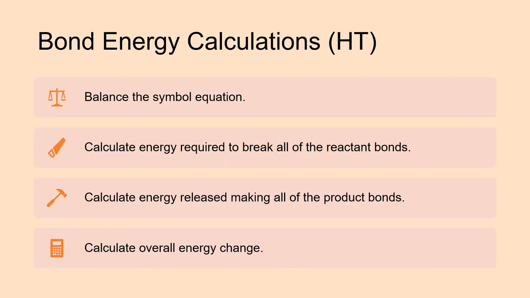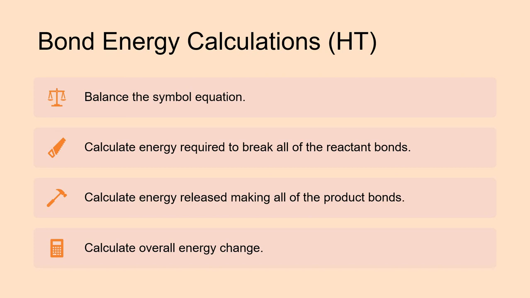Okay, so when attempting any bond energy calculations, these are the steps that we need to take. We need to balance the symbol equation to make sure that we can see all of the bonds in the whole reaction. There's then an optional step which some people find really useful, which is to draw out the molecules, and I personally always draw out my molecules so that I can physically count how many bonds are present. We then calculate the energy required to break all of the bonds, and then calculate the energy released by making all of the product bonds. We can then use this to calculate the overall energy change.